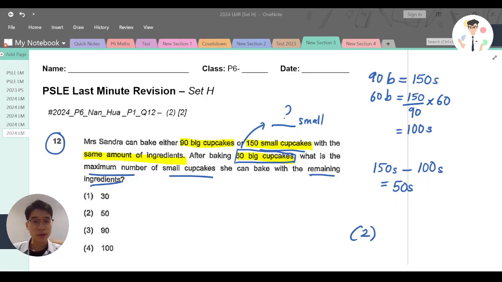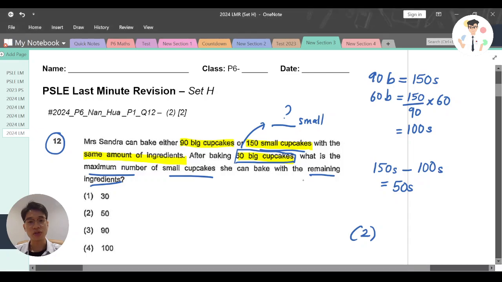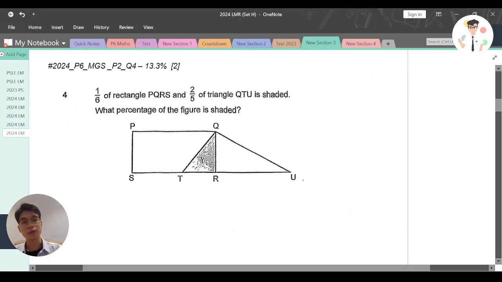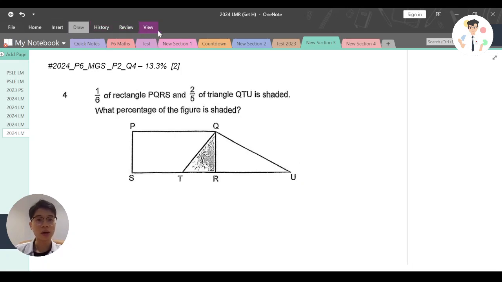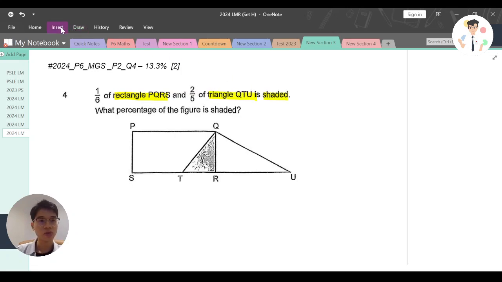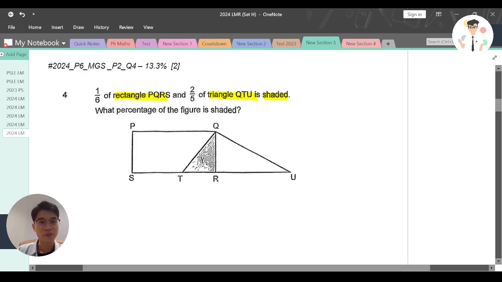Now, with that, let's move on to our second question in this paper, which is from MGS paper 2, question number 4. It says that 1/6 of rectangle PQRS and 2/5 of triangle QTU is shaded. First thing, let's try to look at it. Rectangle PQRS looks like this, and triangle QTU looks like this, and I know a part of them are being shaded.